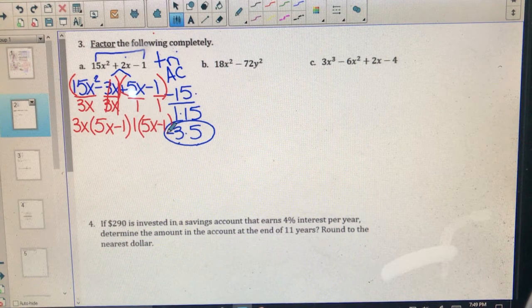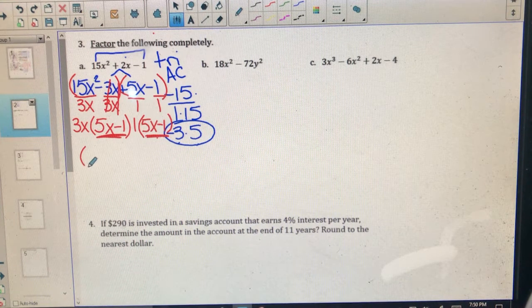Now what's kind of nice about grouping is that once you get to this step, these need to match up. If they don't match up, you've done something wrong. We have not done something wrong because they match up. So since they match up, I'm able to go down to my answer.